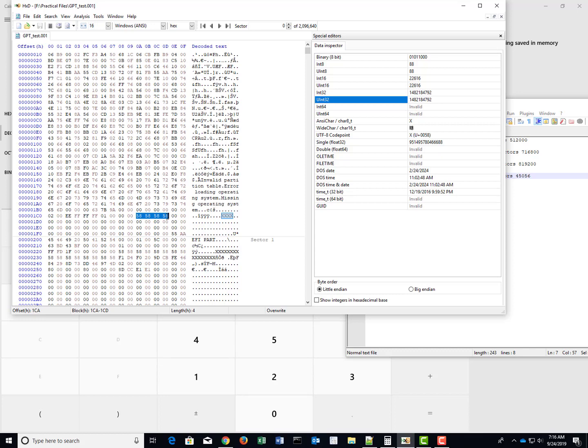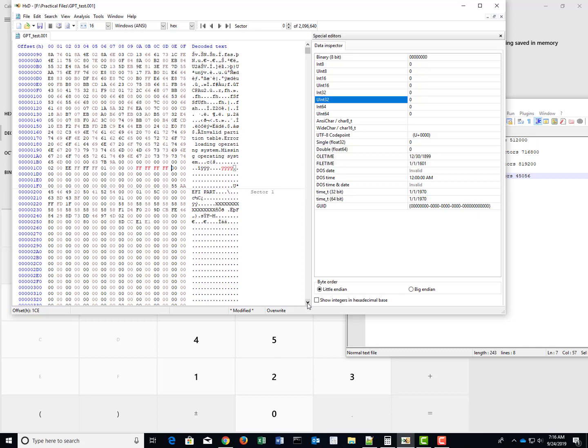in the partition. And again, this is always pretty straightforward. This is always going to be an FF, FF, FF, FF. Okay. So you probably had enough of that in the MBR to recognize that.